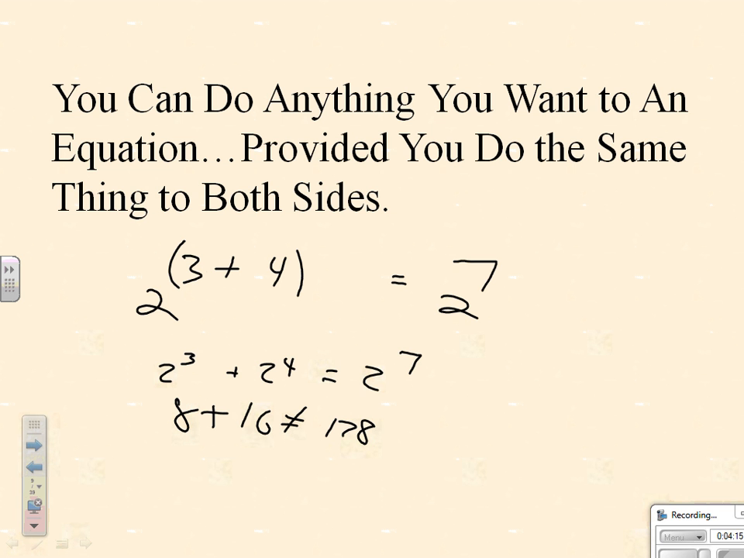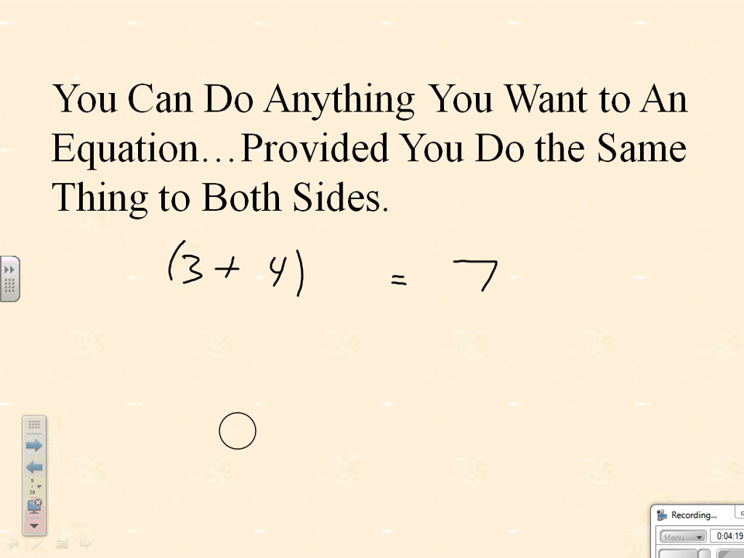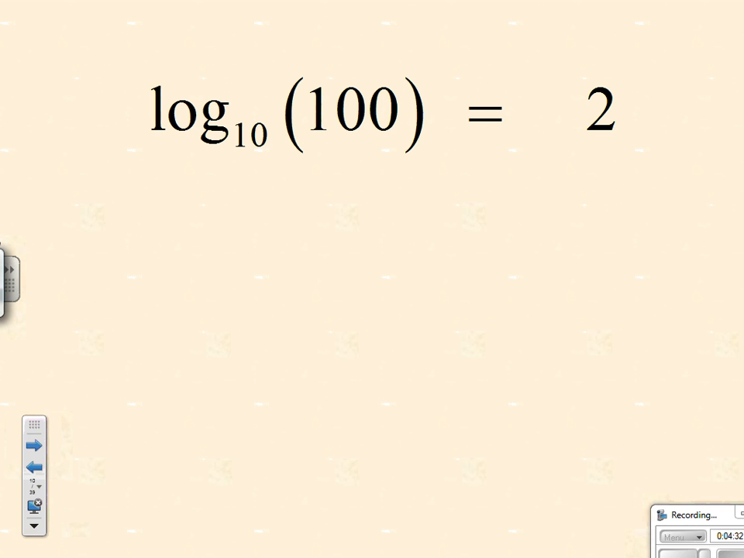So if you see this 3 plus 4 is 7, and you say, all right, I'm going to insert a base of 2. I can do it to the side of the equation. That's different than putting it with the individual terms on the side of the equation. Big mistake. That hopefully doesn't occur to you. It doesn't happen to you.